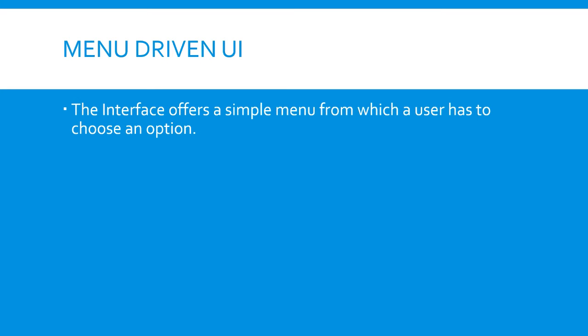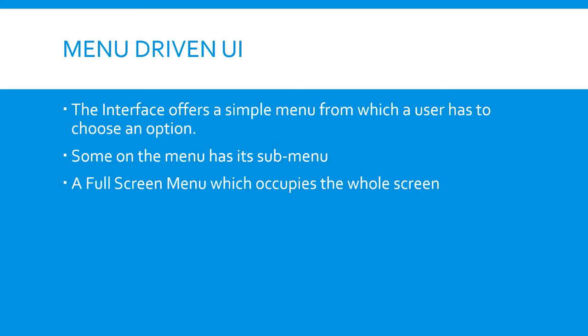Then we also have the menu-driven user interface. A menu-driven user interface offers a simple menu from which a user has to choose an option. Some items on the menu have a sub-menu. When you click a certain option on a menu, it will provide you a list of several options, and if you choose one of them, some provide you with a sub-menu.